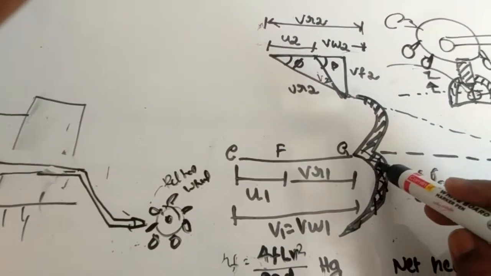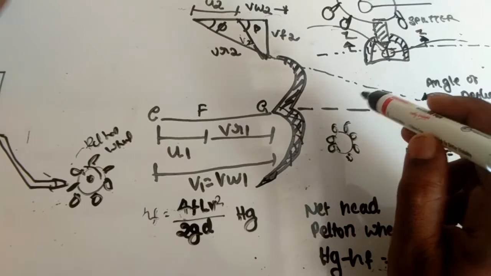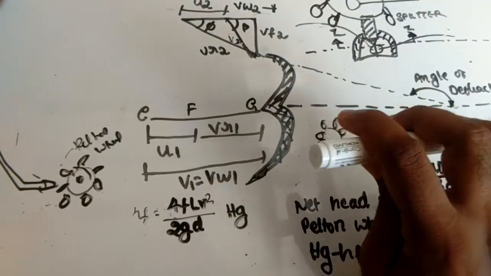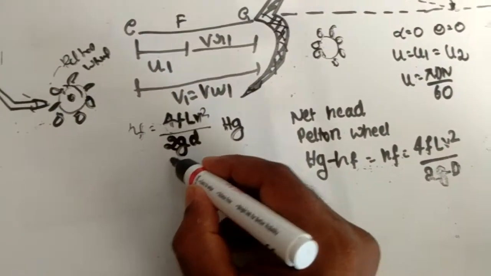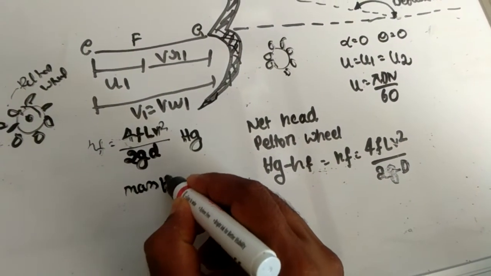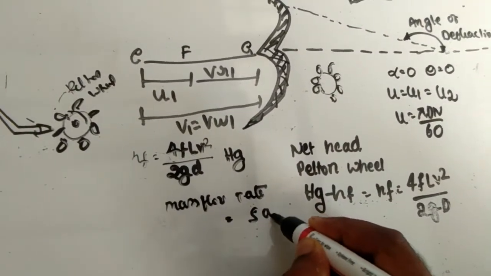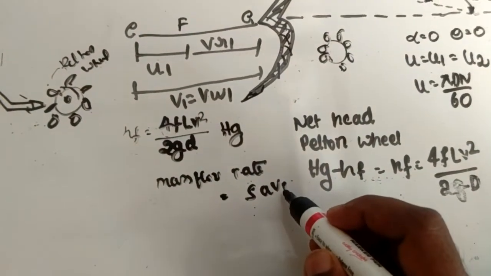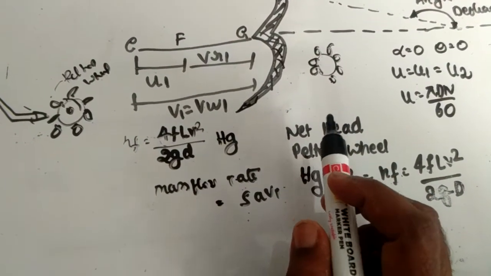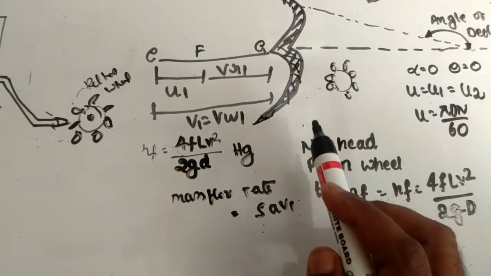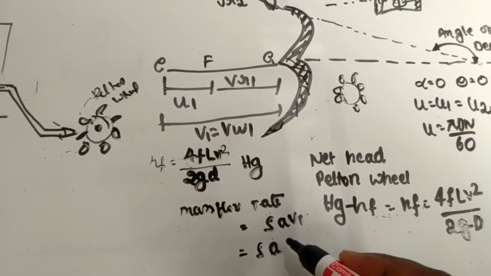This bucket I am showing here. The buckets are placed in series. We use the mass flow rate as the water strikes the plate. The mass flow rate is rho a v1, where v1 is the initial velocity of the moving water. Water strikes, that is called rho a.